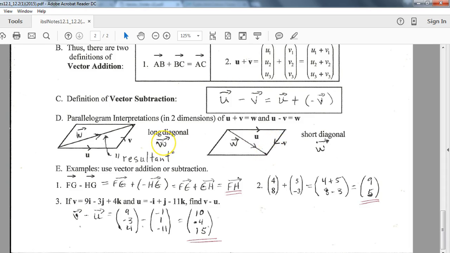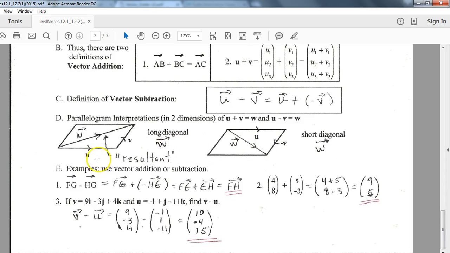So in this case, vector w is being represented by the long diagonal, as you can see over there on the left. If I wanted vector w to represent the short diagonal, based on u and v that I already have, in order to get vector w going this direction with the short diagonal, I would have to do u plus negative v in order to get the short diagonal for that parallelogram.